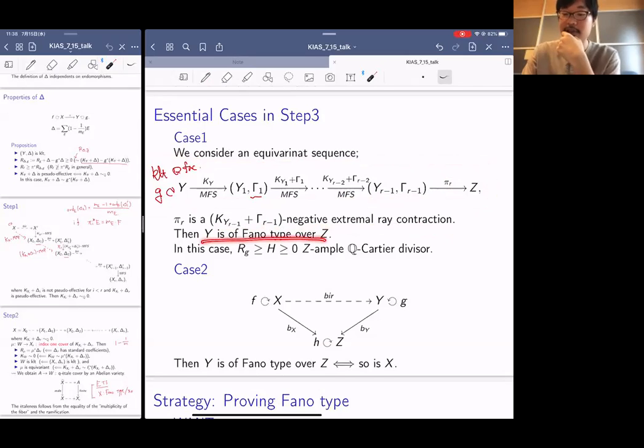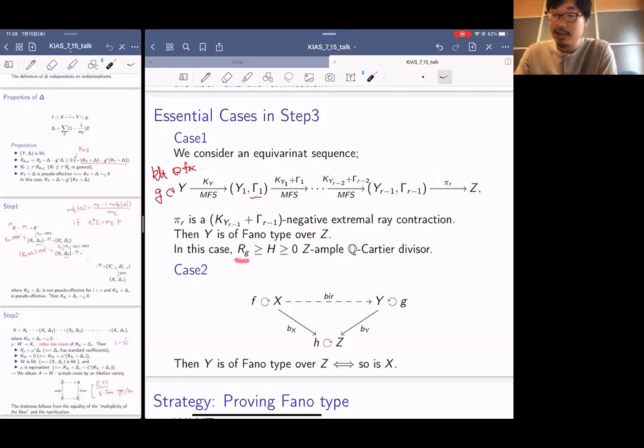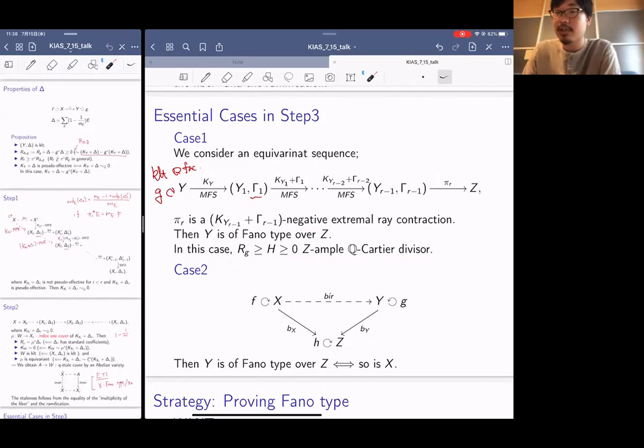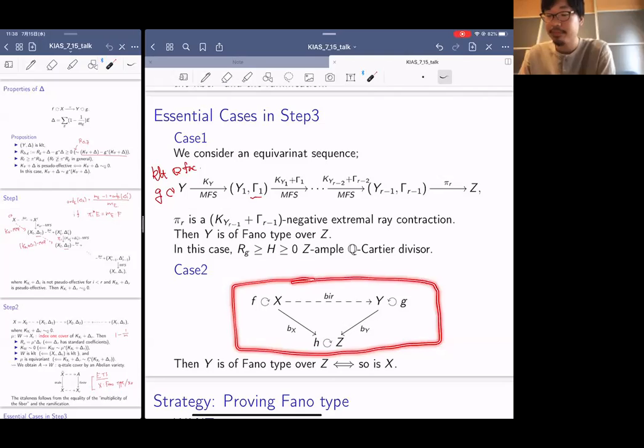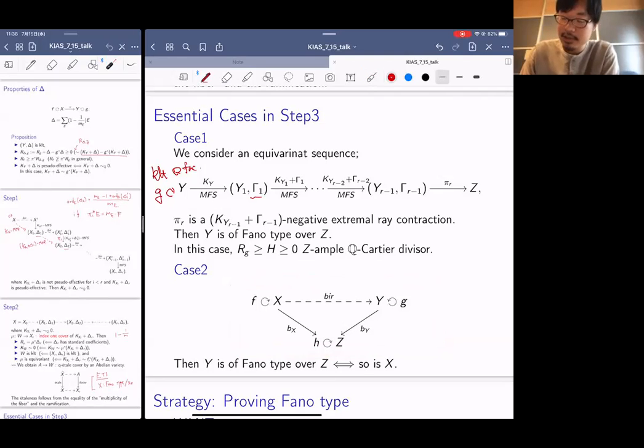In this case, Y is of Fano type over Z. And in this case, the ramification divisor of G contains some effective relative ample Q-divisor. This property is very essential in this case. Later, I will explain this case. And in case 2, we assume the existence of this equivariant commutative diagram, where these X, Y, Z are normal projective varieties. We assume only normality. And the F, G, H are int-amplified endomorphisms.